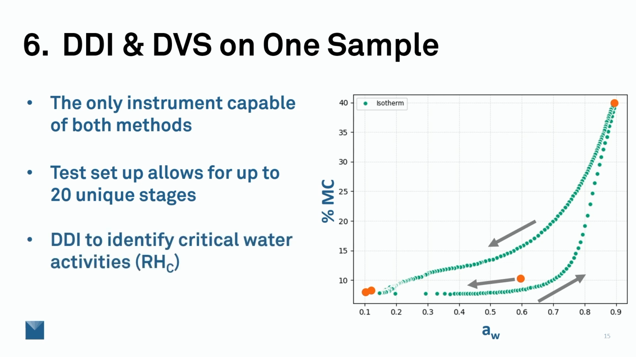So in general, you can use these tests on the same sample, or you can investigate on 2 different samples. So for example, you could use the DDI method to identify your critical water activity, and then on a separate sample, you could use the DVS method to determine how long it takes to reach that critical point.